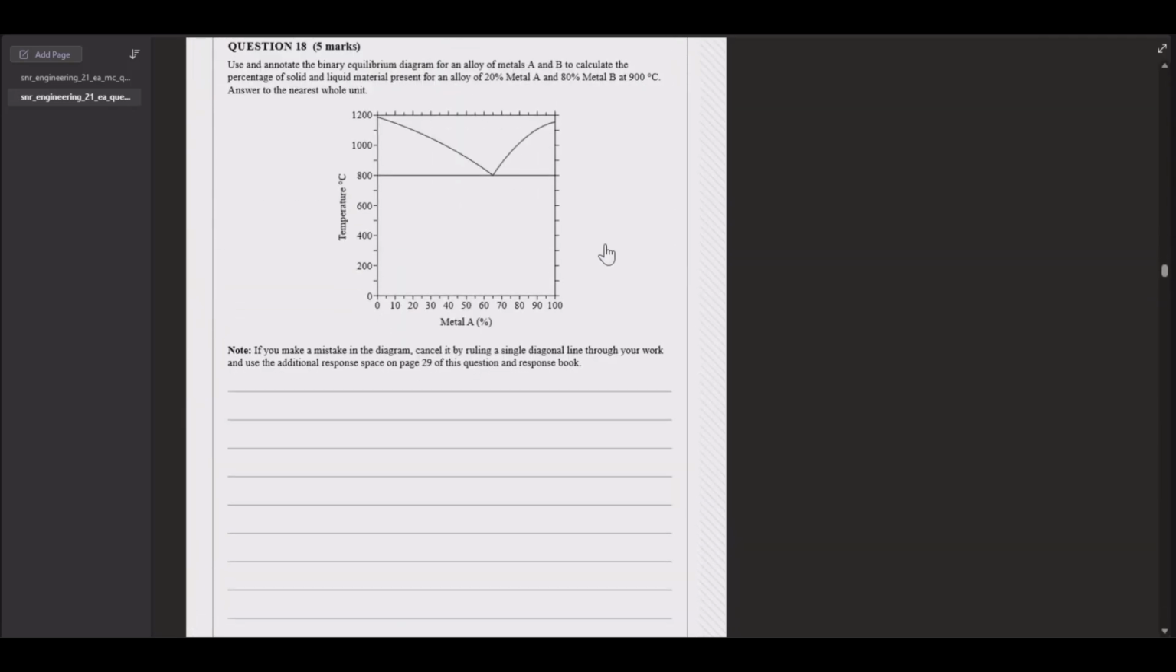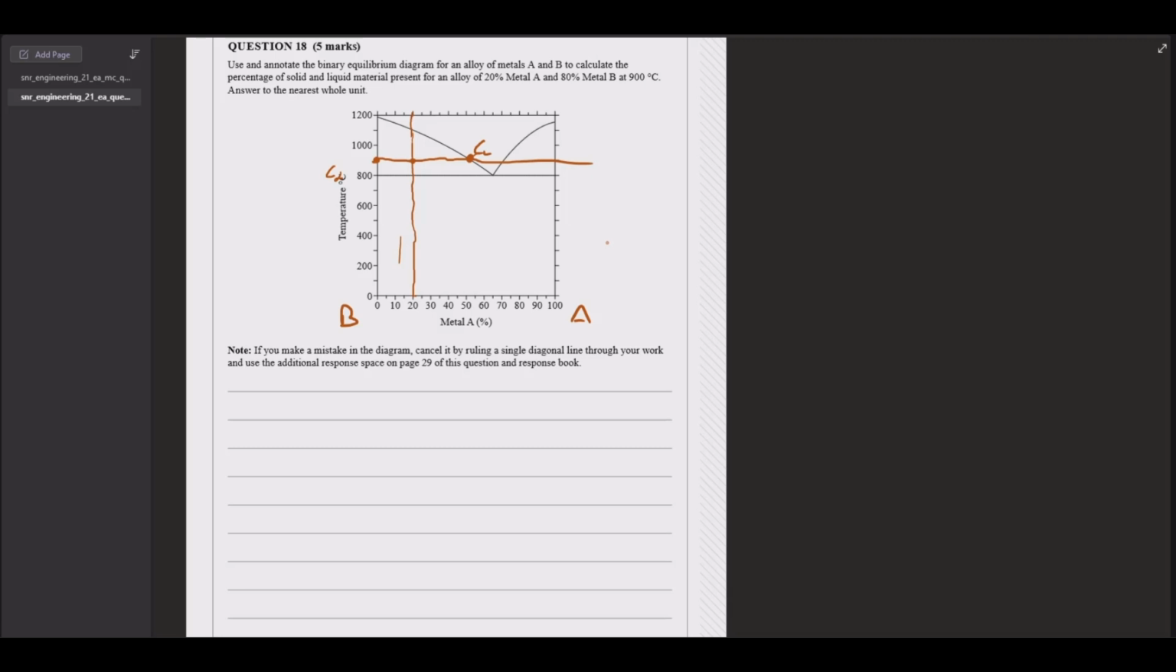Alright, section 3. So this is B and that's A. And they want to know the percentage of solid and liquid material present for an alloy of 20% metal A. So that is there. At 900 degrees. Okay. That is our composition liquid point, and that is our composition alpha point. And that's composition of the origin.